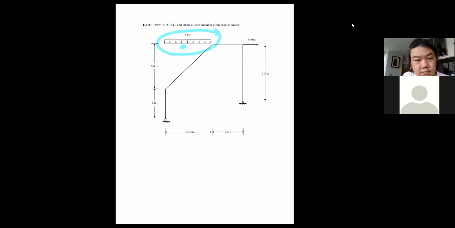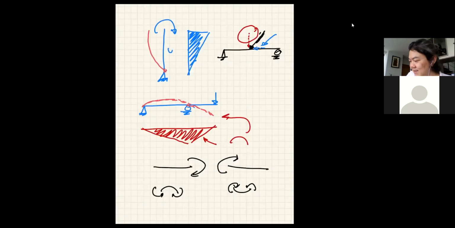Some questions that have just come to my mind. Is there any phenomena that there is a moment, but there is no shear? Oh, excellent question. There is. Yes, there is. It's called pure moment. So, you know what? I think you deserve some answers.